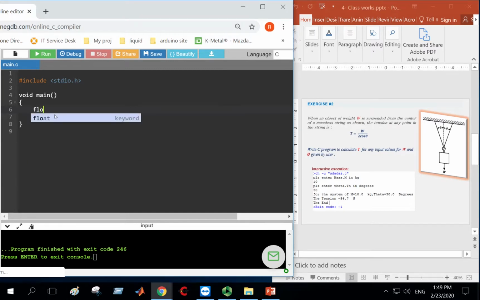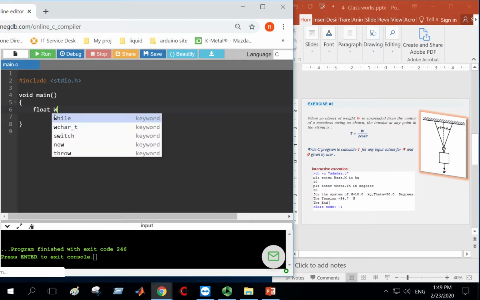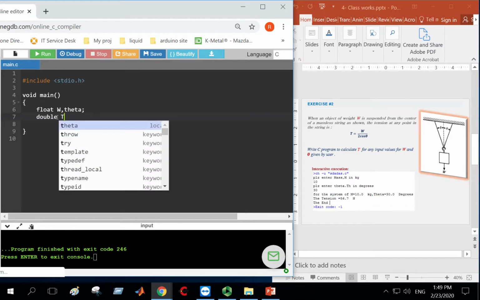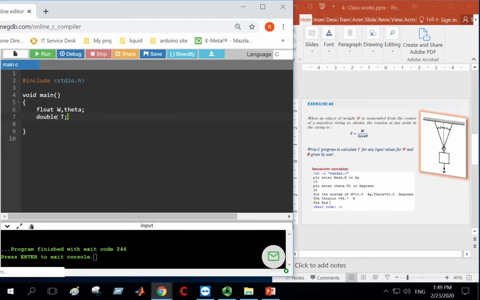So we have float w, theta. Say double for t is better, because this is just a result calculated, so use double t, semicolon. And then we have to ask the user to enter the value of w and to enter the value of theta in degrees.